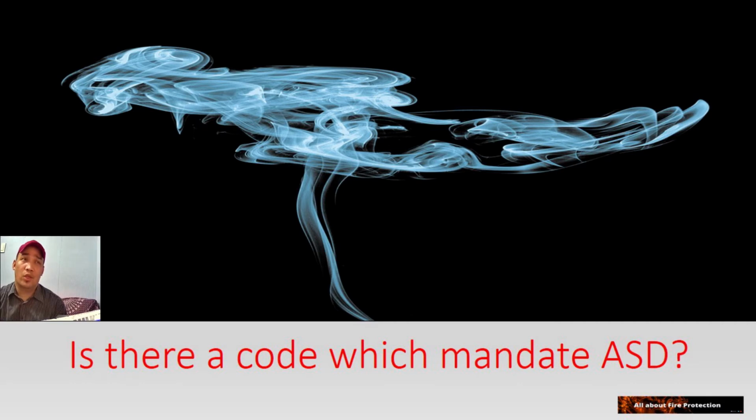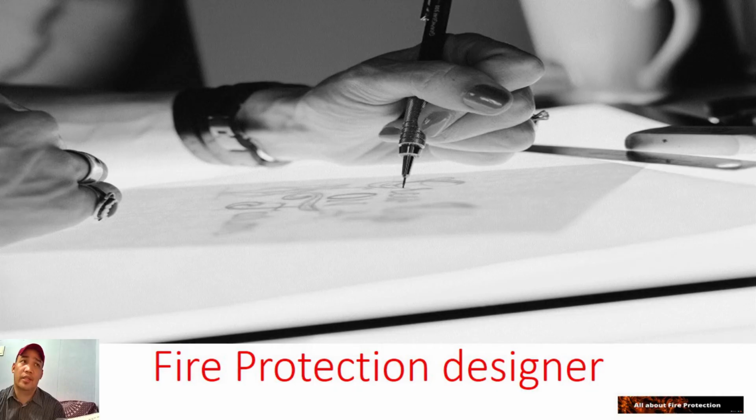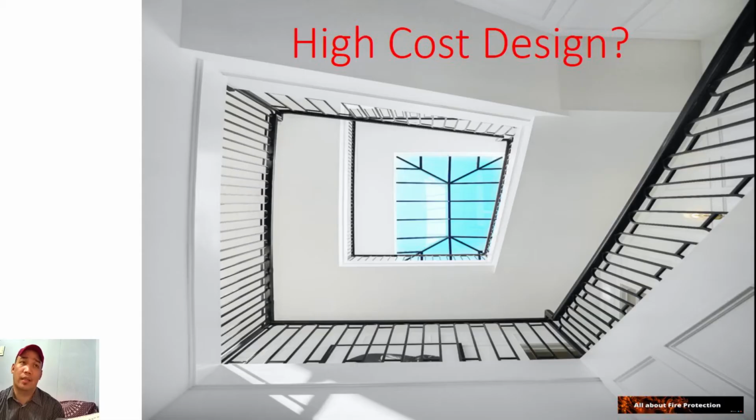First, when do we really need to have aspirating smoke detection system in a building? Is there a code that mandates this requirement? Many of us designers are still lost when it comes to consideration of early warning detection system, or the system which we call aspirating smoke detection system. Many people think that providing this system will end up a high-cost design.